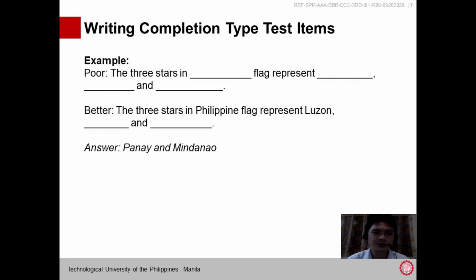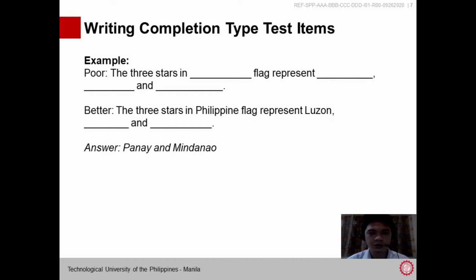Next example. The three stars in blank flag represent blank, blank, and blank. So ito, halatang poor yung completion test item na to kasi masyadong maraming words yung tinanggal and hindi na talaga maiintindihan kung ano pa yung sasagutin dito. Merong word na flag pero sobrang daming flag sa buong mundo. At kung ano yung mga nire-represent natin, hindi rin naman natin alam. Maliban na lang kung ito yung flag ng Philippines. Pero kung ikaw yung student, hindi ka rin namang sure kung ito talaga yun. Kasi nga sobrang daming words na tinanggal. Eh hindi lang naman Philippines yung merong stars, 'di ba? Na sa flag.